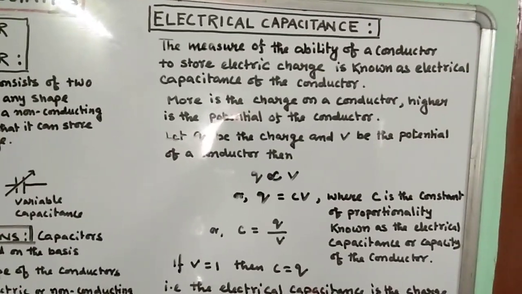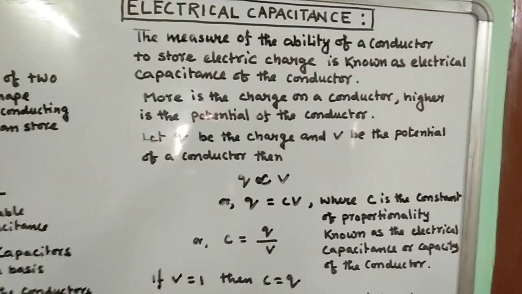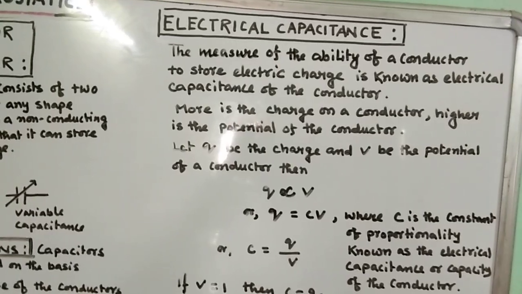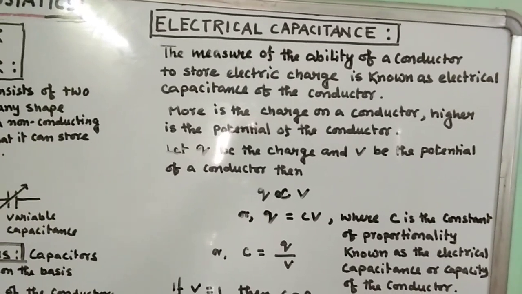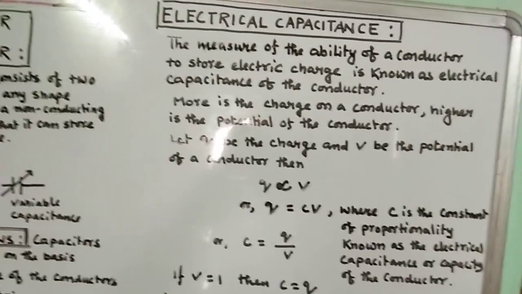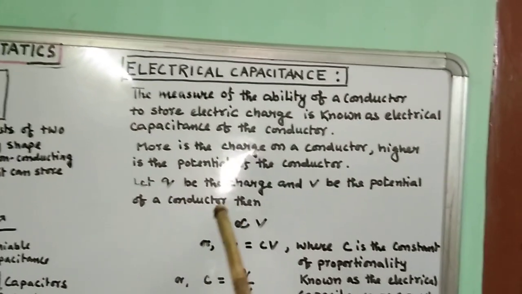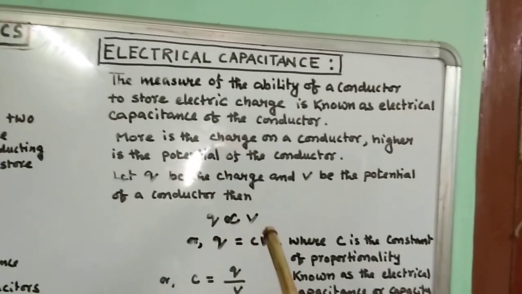Now, as per the expression, the potential is V equal to KQ by R. Already we have discussed this in our previous classes. The potential of a conductor can be increased if we increase the charge, so charge and potential are directly proportional. If we consider the charge Q on a conductor and V is the potential of the conductor, then Q is proportional to V.